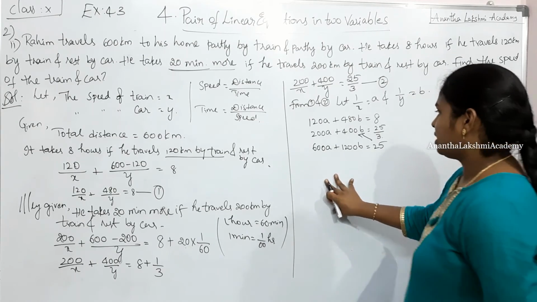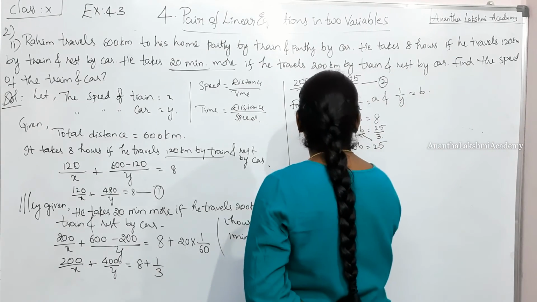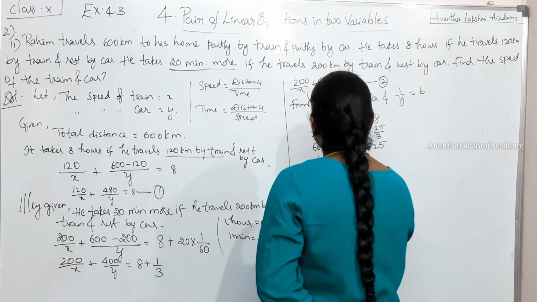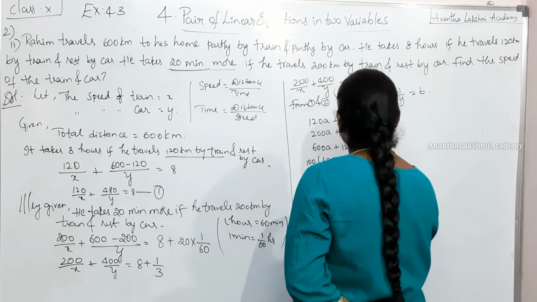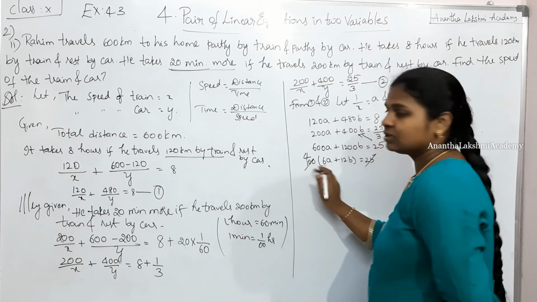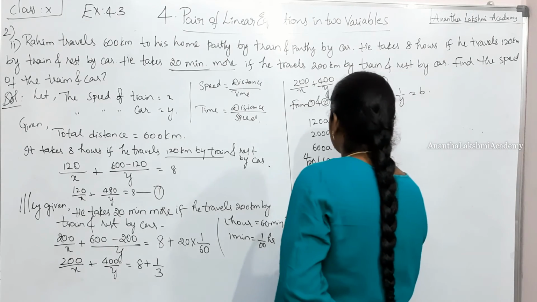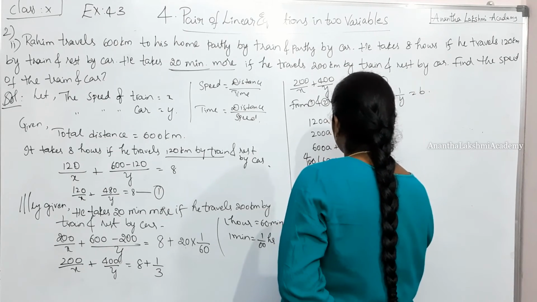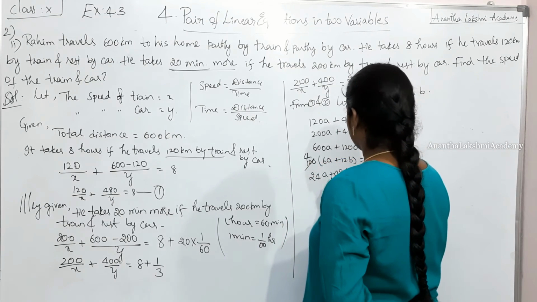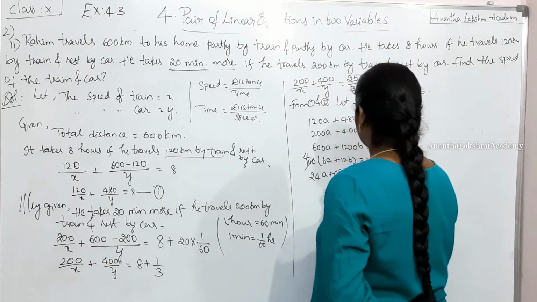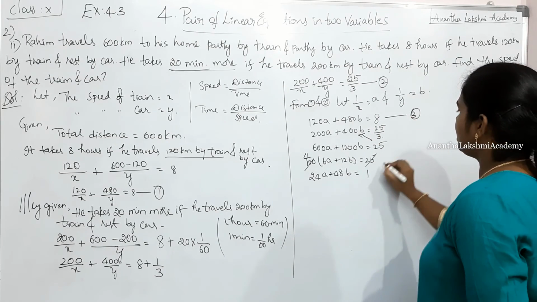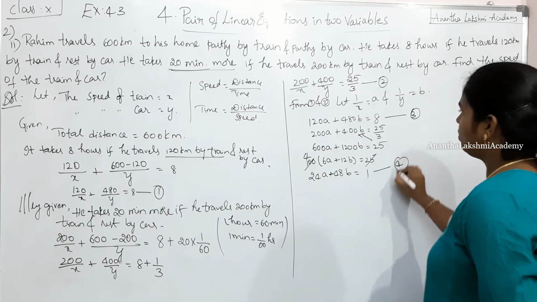Okay. Now, if I am going to take 100 common in this, 6a plus 12b is equal to 25. 25 4s are 100, no? So this is going to be 4 6s are 24a plus 4 12s are 48b is equal to 1. Let us assume this as equation number 3 and this as equation number 4.